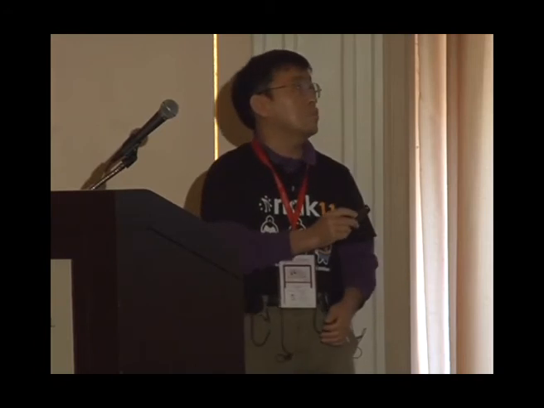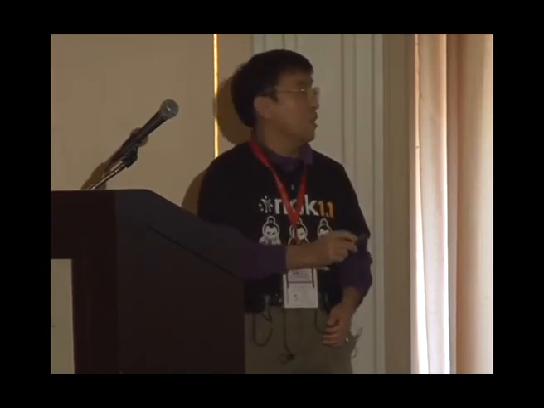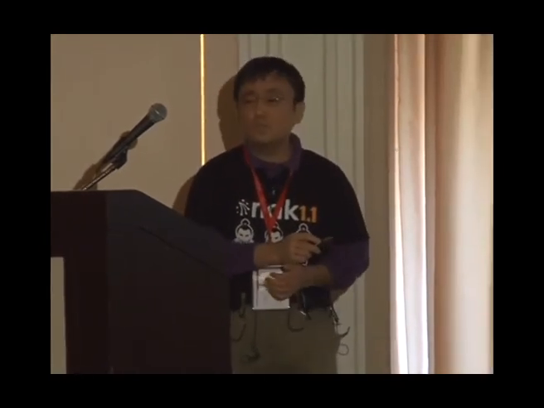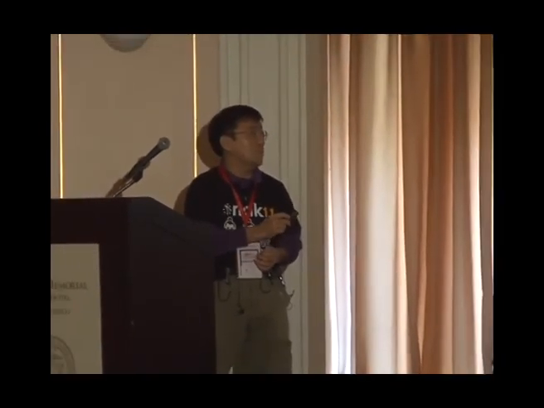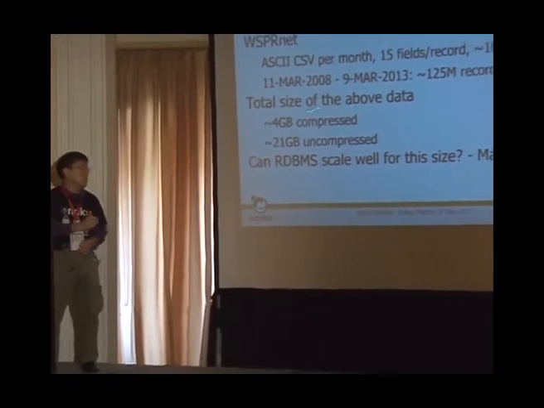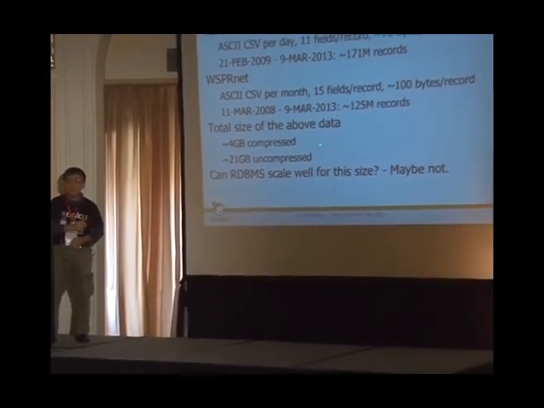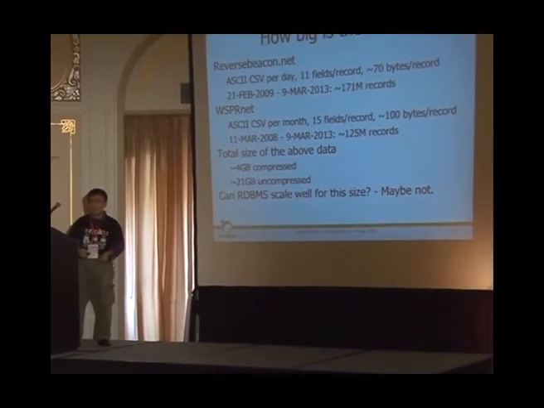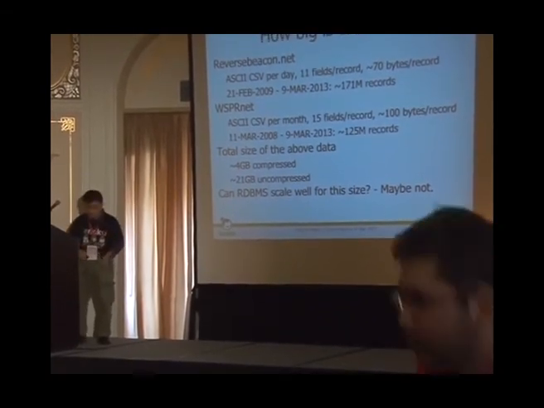So let's talk about how big the data is. I'll show you the actual data examples about Reverse Beacon Network. But for the Reverse Beacon Network, it's about 171 million records gathered over the past four years. And for WSPRnet, 125 million records gathered over the past 5 years. I actually downloaded them all and measured the size. It's 4 gigabytes compressed, and 21 gigabytes uncompressed. That's the CSV data, CSV files.